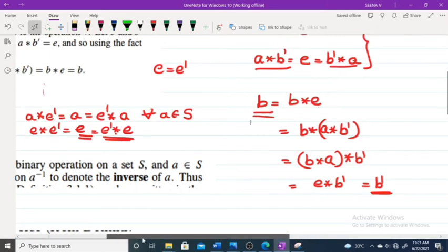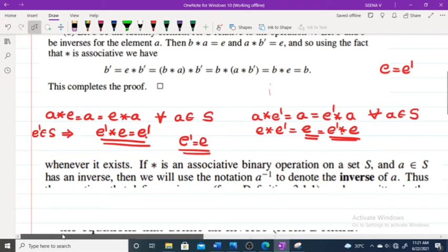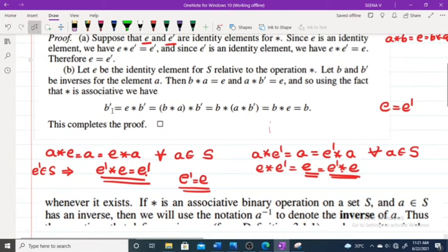Okay. Thus if an inverse exists, it is also unique. Here we started with B dash, and you can write E star B dash. For E you can write A star B, B star A, and by the associative property A star B dash, which is equal to B star E equal to B. And this completes the proof.